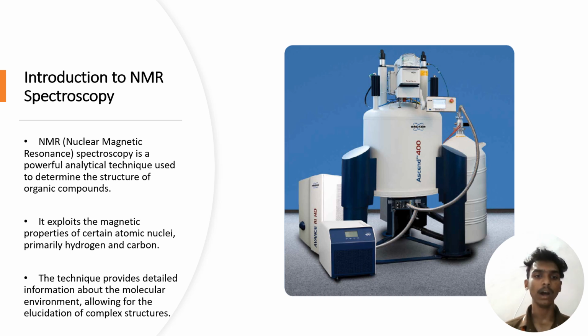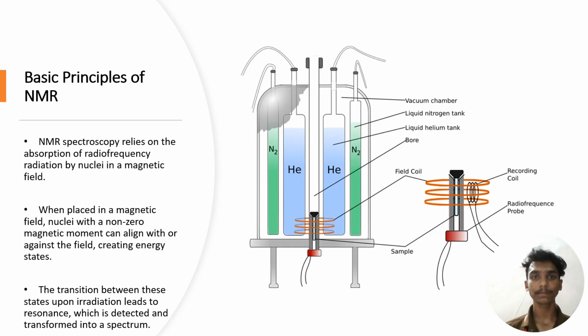It explores the magnetic properties of certain atomic nuclei, primarily hydrogen and carbon. It explains the magnetic properties of carbon and hydrogen. The technique provides detailed information about the molecular environment, allowing for the elucidation of complex structures. It explains complex structures too.